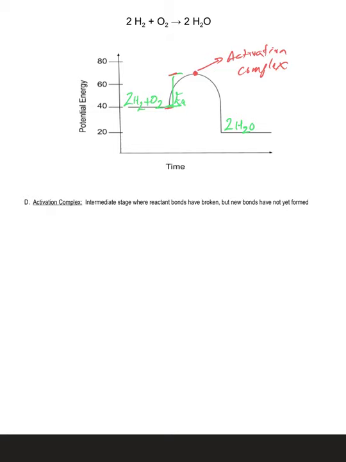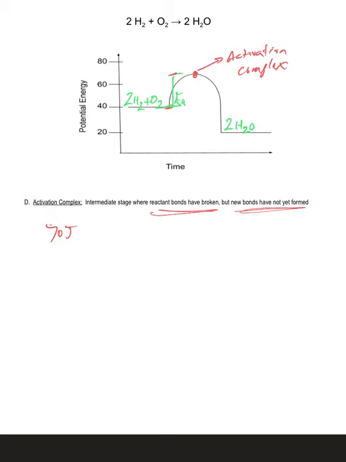It's an intermediate stage where reactant bonds have broken, but the new bonds have not yet formed. So it's kind of like a jumbled mess of particles. It's neither reactants nor products. And if I were to ask you to give a numerical value of that activation complex, it is going to be 70 joules. And it's always going to be the most energy present in a particular reaction, or the peak of this potential energy diagram.